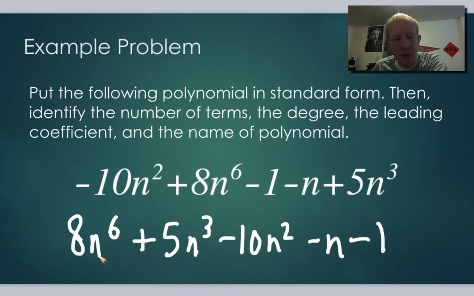So the number of terms would be 1, 2, 3, 4, 5 terms. The degree would be the 6th power. The leading coefficient would be the 8. And the name of the polynomial would be, let's see, we got 5 terms, so pentanomial. This would be a pentanomial. All right, so there we go. Pretty easy. Let's move on.